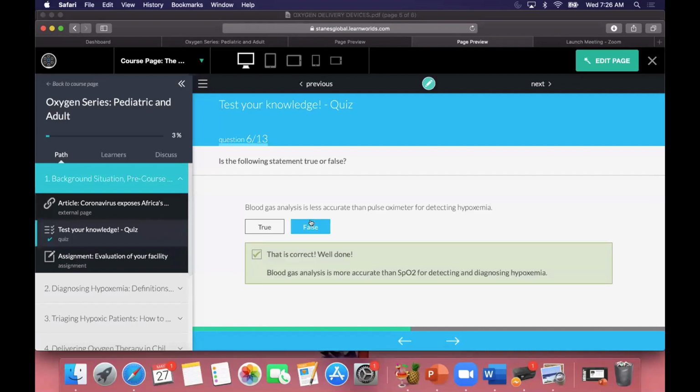I'm going to say false because the blood gas analysis is more accurate than SpO2 for detecting and diagnosing hypoxemia because it directly measures the saturation and concentration of oxygen in the blood.